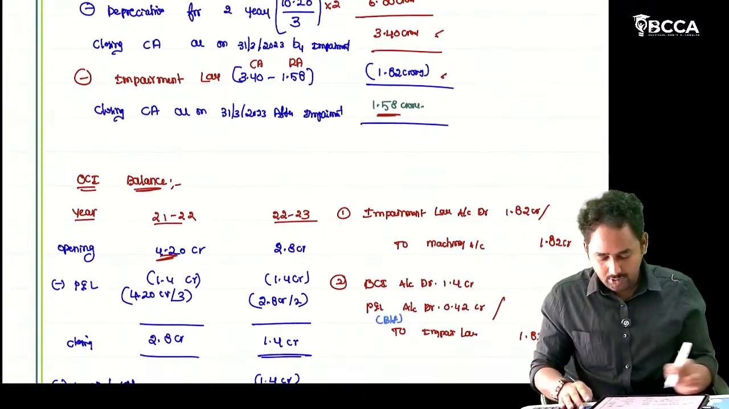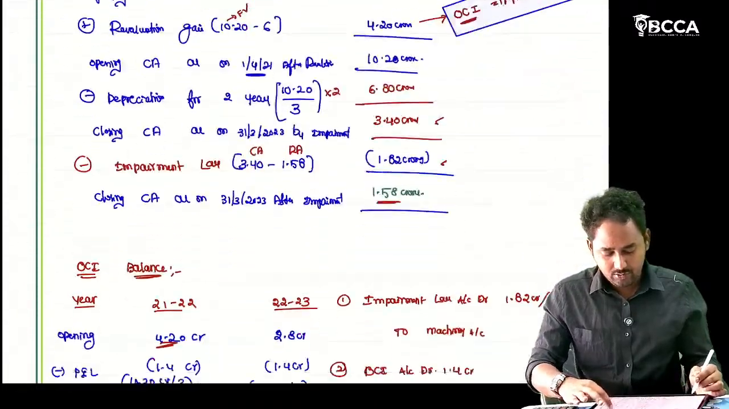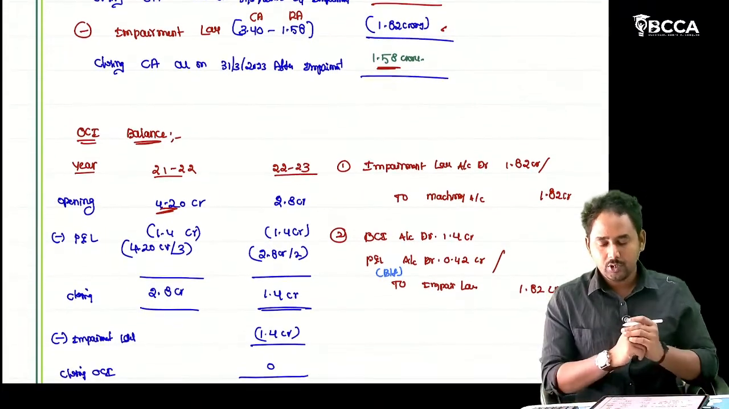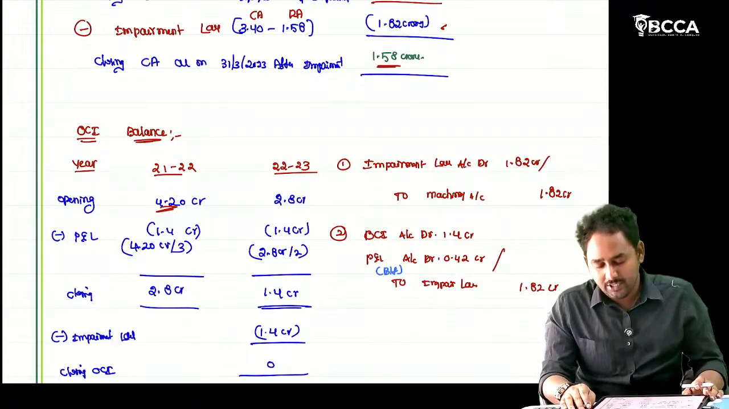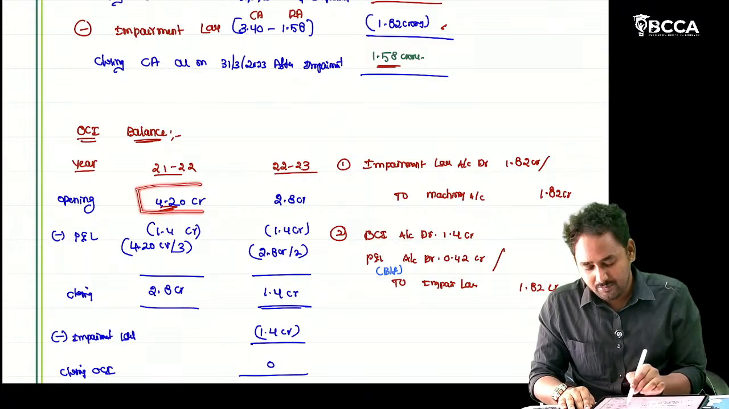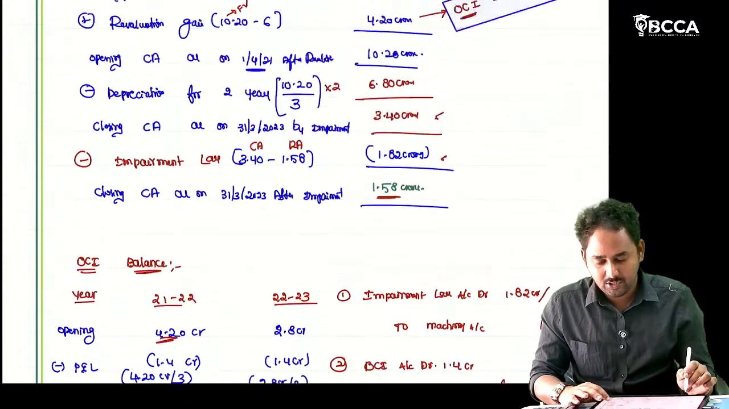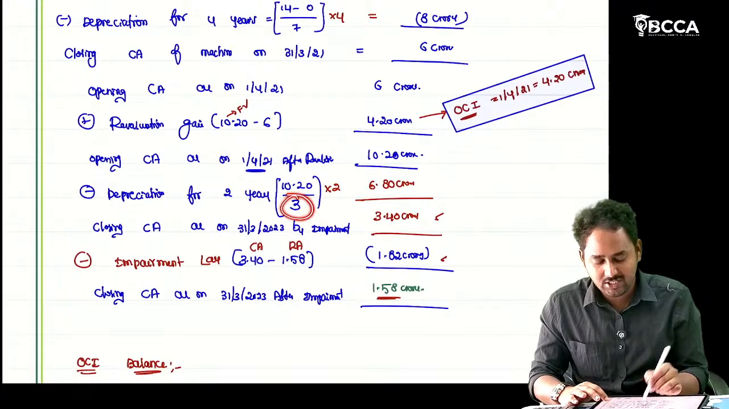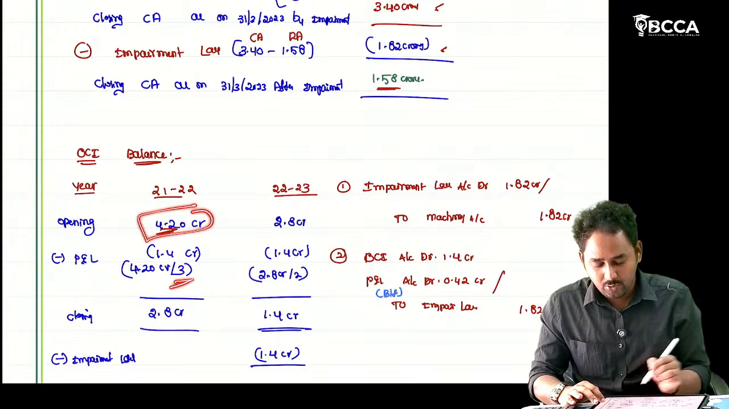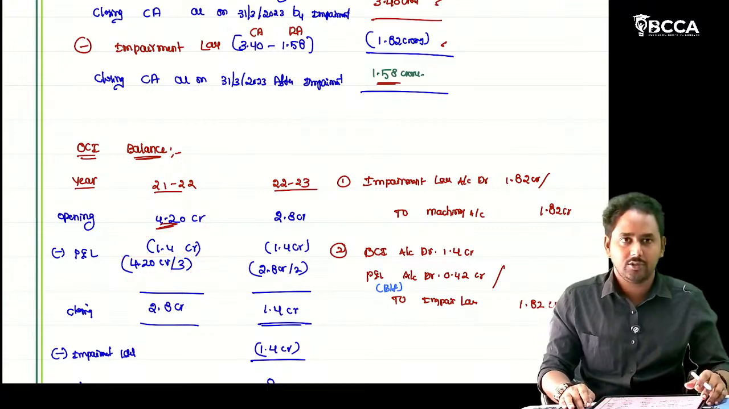Let's see what the OCA balance is. It was created on 1/4/21, so on 1/4/21 the opening balance is 4.20. Every year the company, not me, transfers the OCA balance to the P&L in the ratio of the depreciation. For depreciation I'm using 3 years here, so for transferring the OCA balance you can also use 3 years. 4.20 divided by 3, I get 1.4 crores.